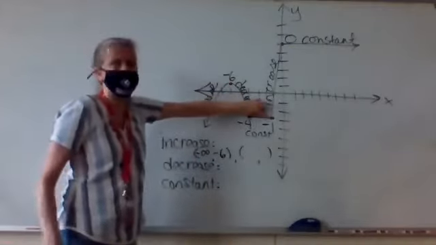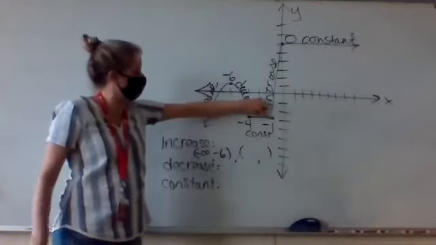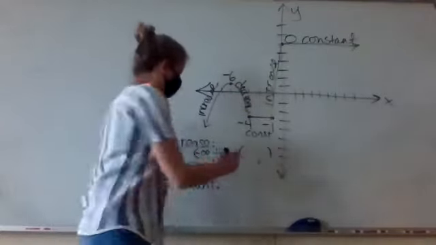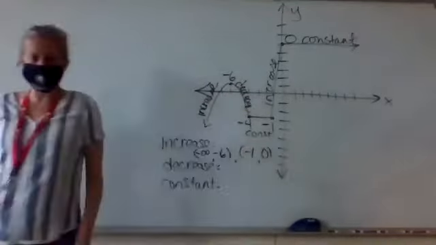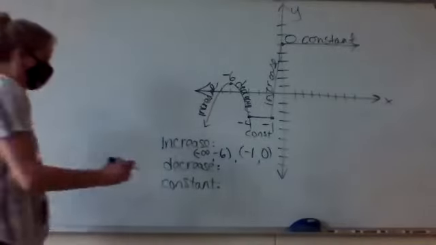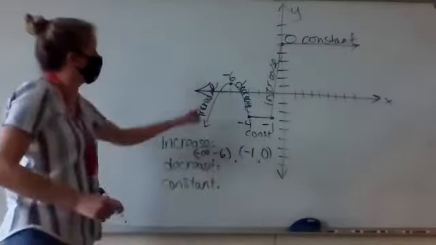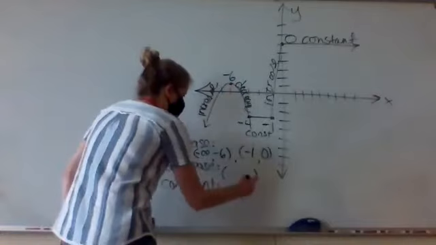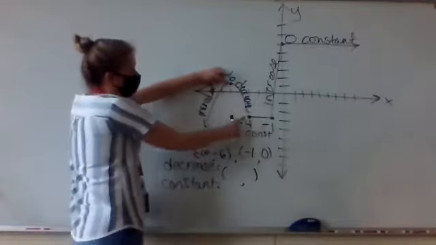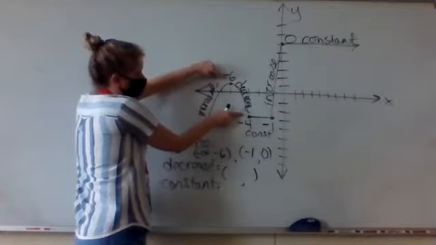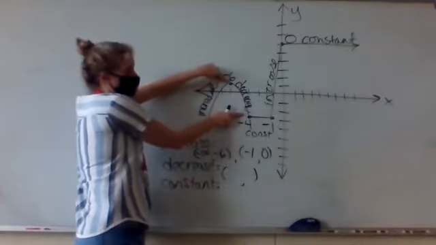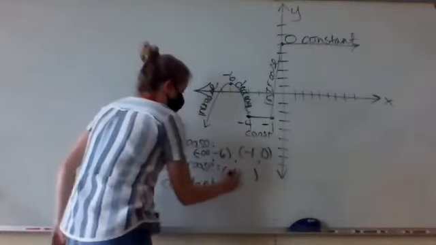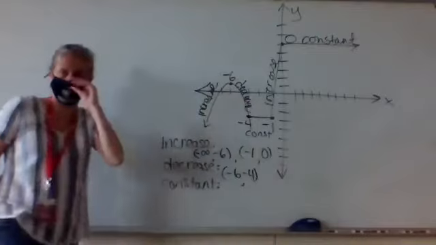So negative infinity to -6. Here's my next increase. Where does it start? At this point, which is -1 to 0. So there's my increase intervals. Decrease. How many decreases do we see? 1. Just that one right there. I've already got it labeled, so I just write down what I have it labeled with. Where does it start decreasing? -6 until this point, which is -4. So from -6 to -4 is a decrease.